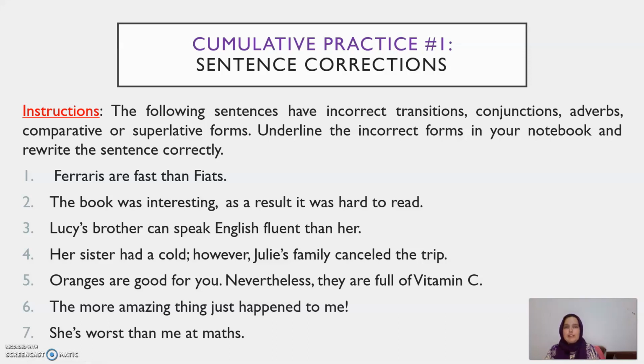Write these 7 sentences down in your notebook. Underline the incorrect forms and then rewrite the sentences correctly. Pause the video now, and when you're ready to check your work, restart the video.